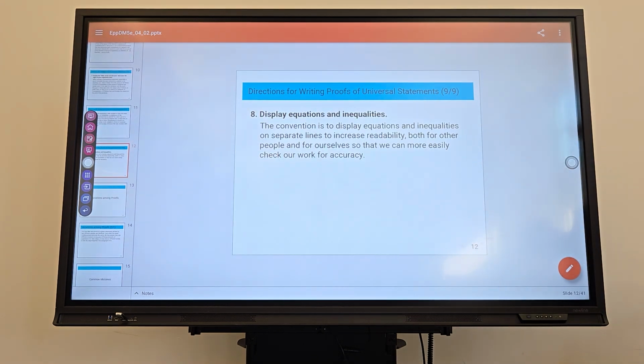Display equations and inequalities. The convention is to display equations and inequalities on separate lines to increase readability. It also makes it easier to check your work. Easier to follow, easier to check your work, that sort of thing.